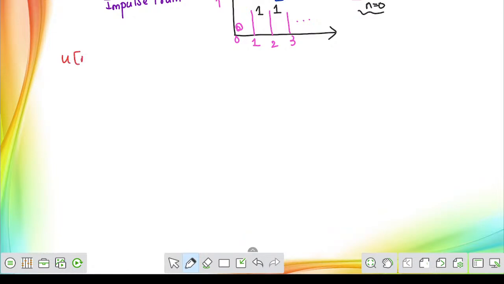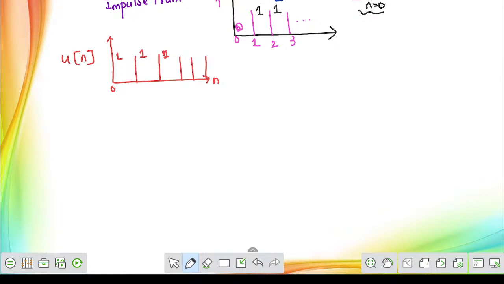If it is given that u of n, it means a step function will be represented like this with respect to n. At n equal to 0, this value is 1. At n equal to 1, it is 1. At n equal to 2, it is 1. At n equal to 3, it is 1, and so on. This is the representation of a step function.